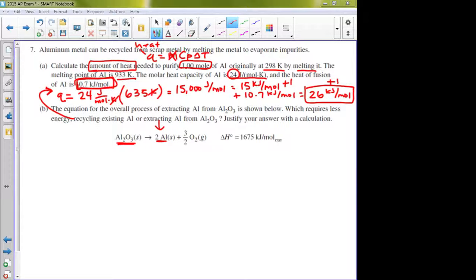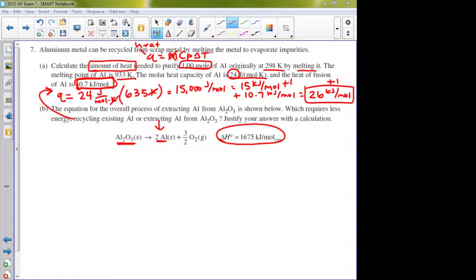They gave me a delta H. What does delta H tell me? Delta H, enthalpy. Okay? Delta H is enthalpy, which gives me the total amount of what? Energy. Okay? So this is the amount of energy it took to take aluminum oxide and change it to aluminum, right? Do we see that?